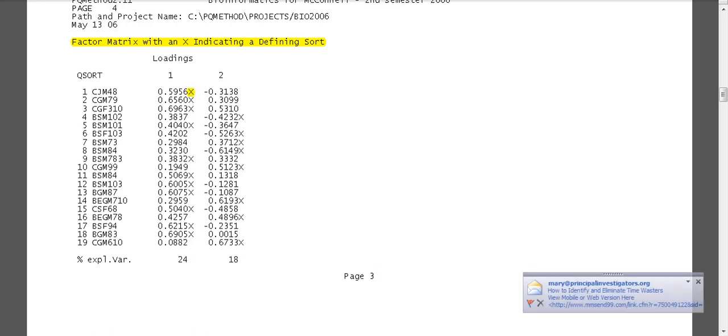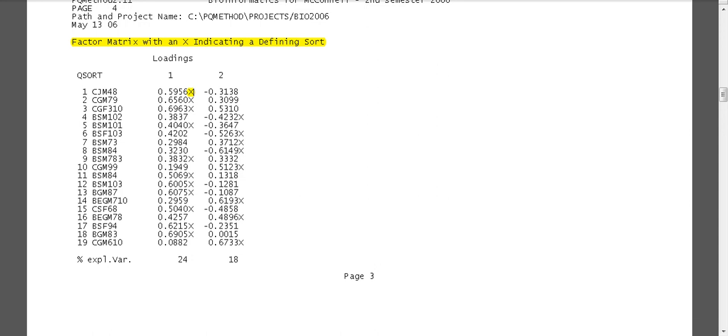So this is where we have flagged each of the sorts on a factor, although I think there might be, no, I guess this one, everybody is represented by a factor or a view. And so this is most typically a table that you would see in a Q study journal article. If you were presenting something at a conference, you'd probably show the factor matrix.